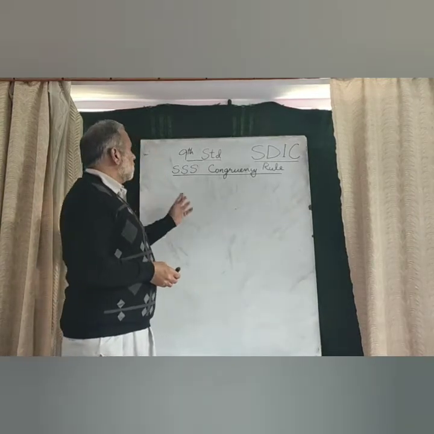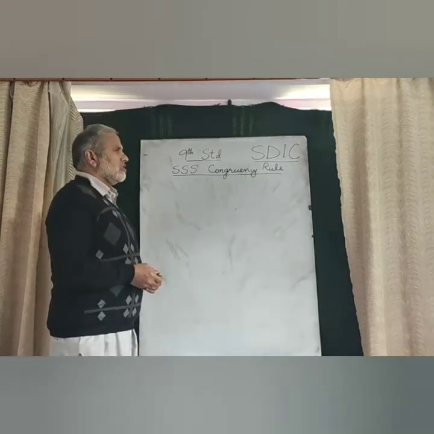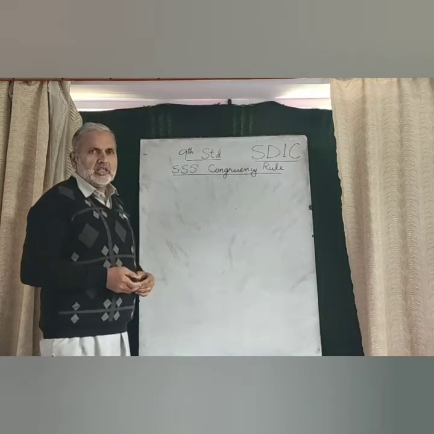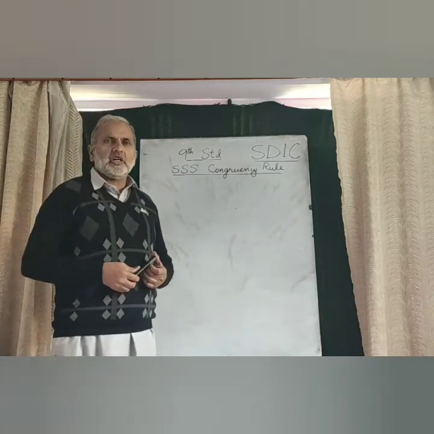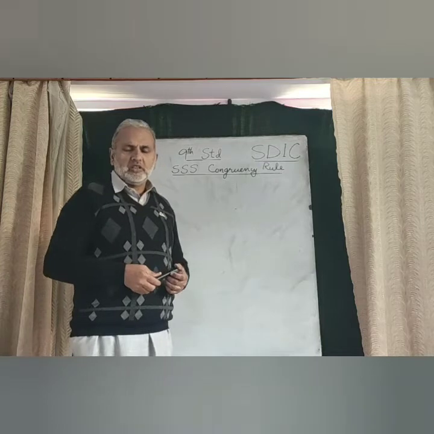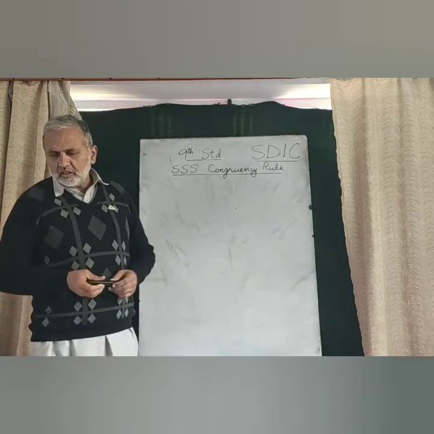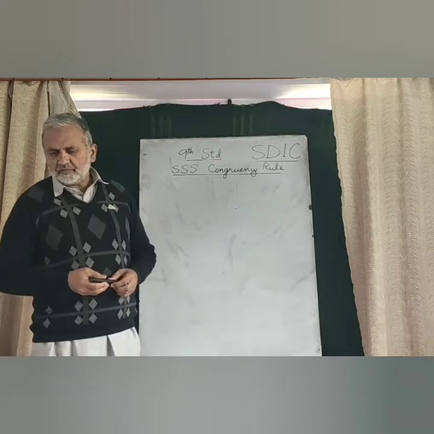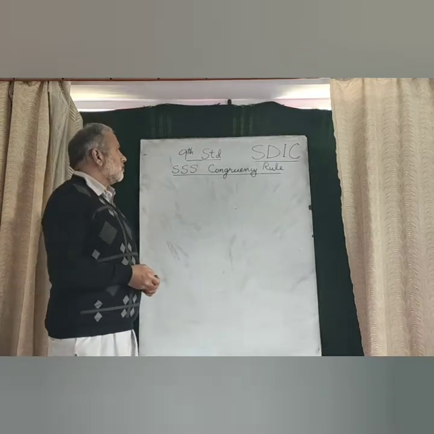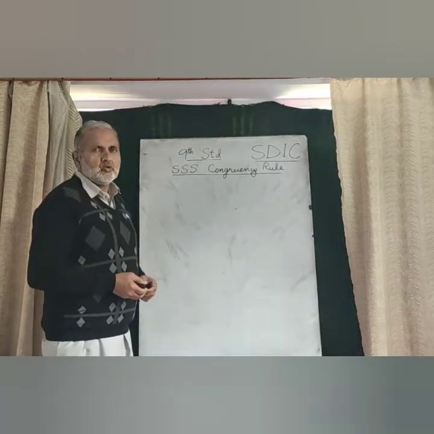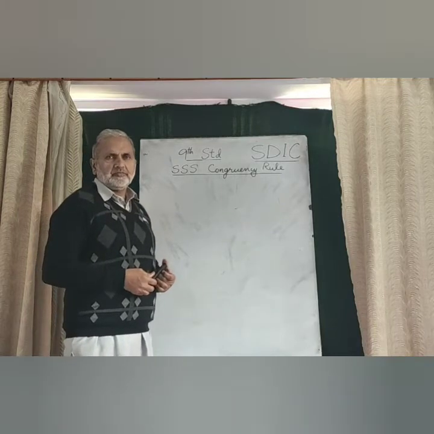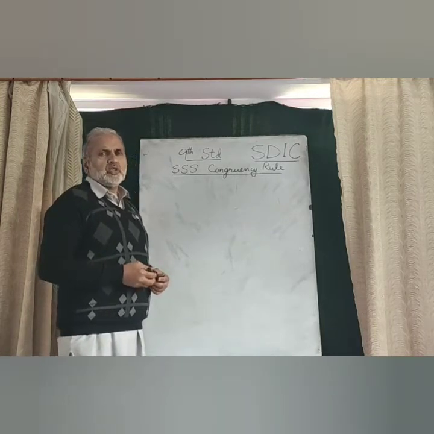Yesterday we were told this theorem states that in two triangles, if corresponding sides are equal, then the triangles are congruent. Means if three sides of one triangle are equal in length to the three sides of another triangle, then the two triangles are congruent.